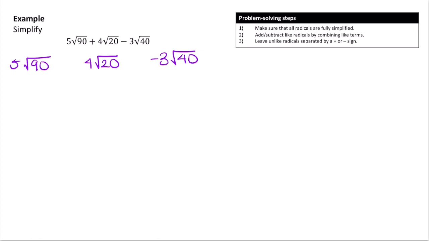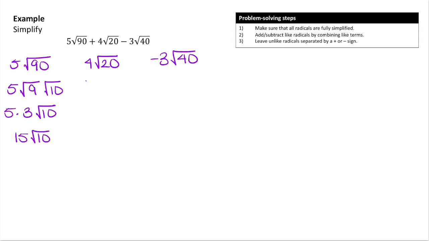Okay, so 5 times the square root of 90. The square root of 90 I can rewrite as the square root of 9 times the square root of 10. So I have 5 times the square root of 9, which is 3, and then the square root of 10. So 5 times 3 gives me 15 times the square root of 10.